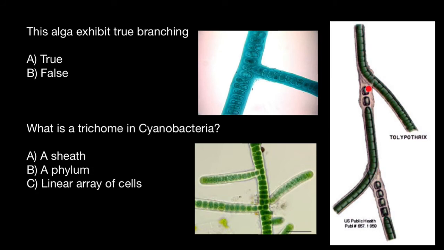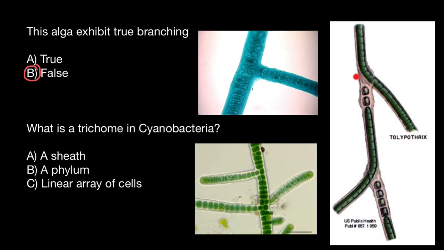And here branching happens in the same plane. And here branching happens in two planes. So we say this is true branching and this is false branching. Hence our choice: this algae exhibits true branching. This is not true. This is false.